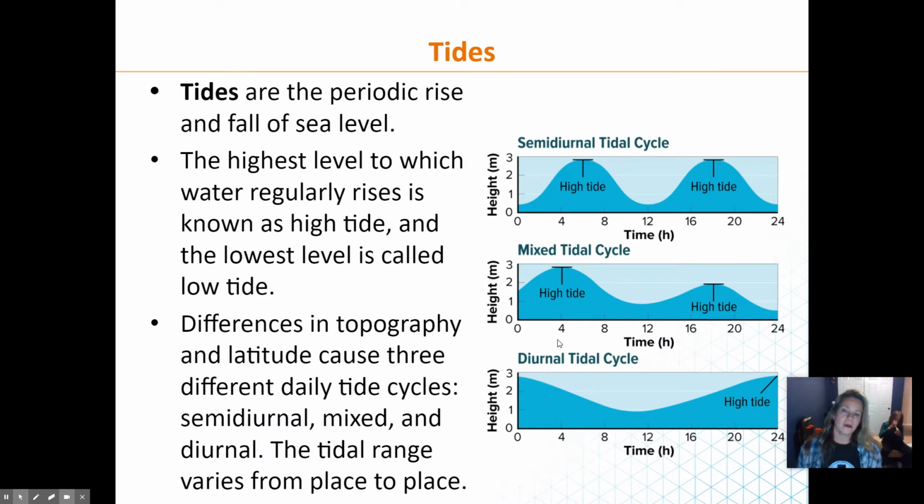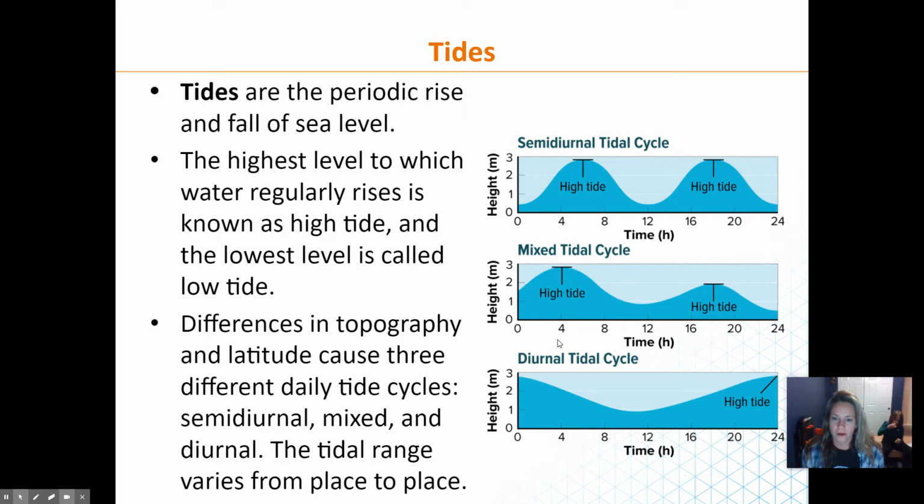All right, and then something else that we're going to talk about a little bit now, and that we also talk about in astronomy, is tides. Tides are the periodic rise and fall of the ocean. For tides, we have high tide and we have low tide. High tide means the water is at its highest point. Low tide means that the water is at its lowest point.